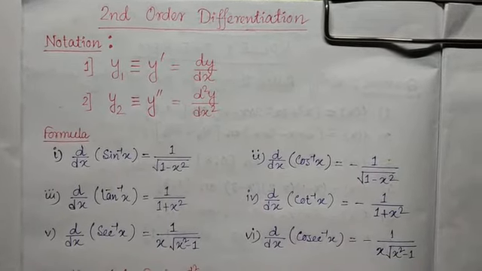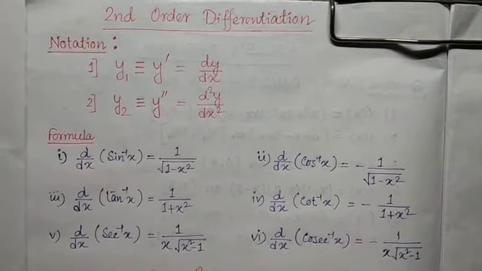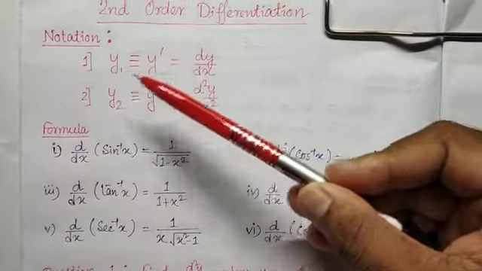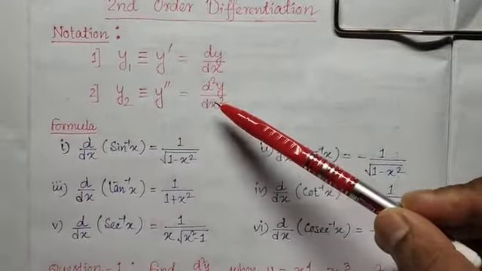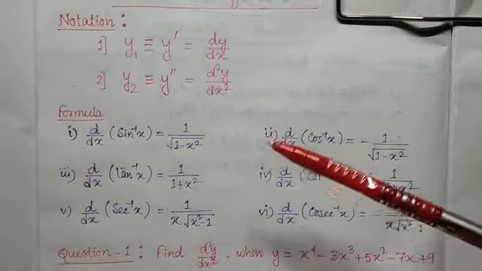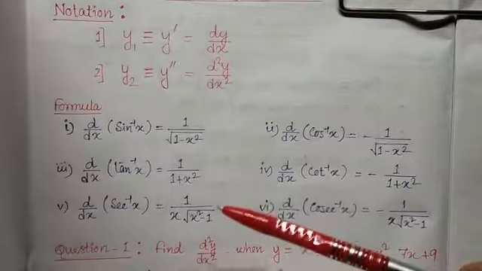Since first order differentiation you have done in class 11, it will be easier for you. Okay, first you see the notations. These you know: y1 means dy/dx, y2 means d2y/dx2, which is second order. These are the formulas you have to learn. The rest of the formulas are the same as in class 11.